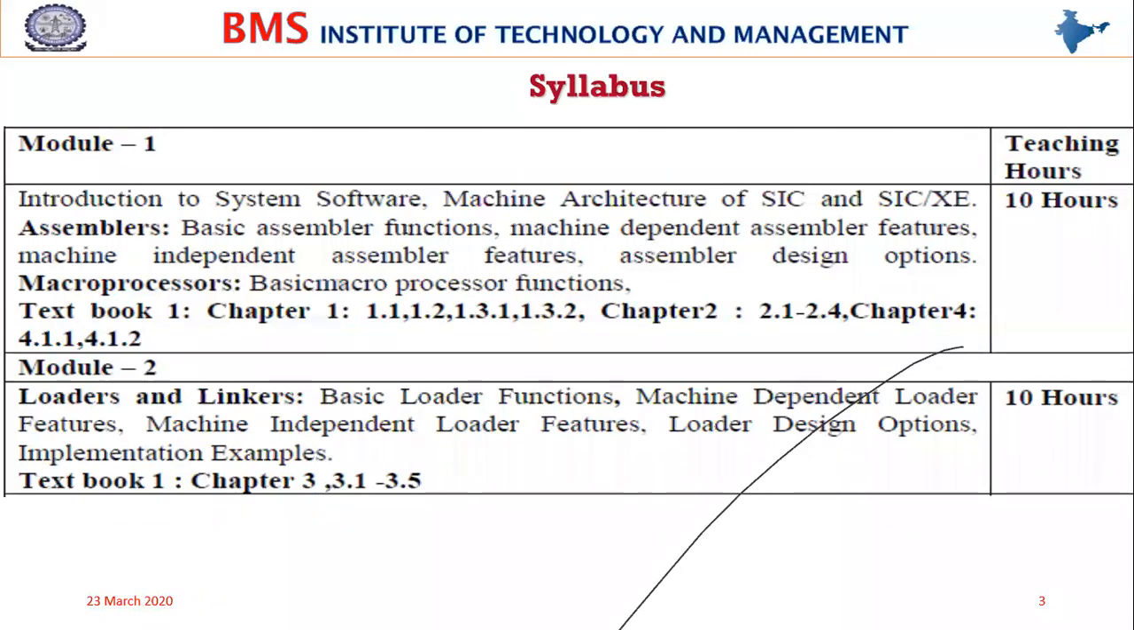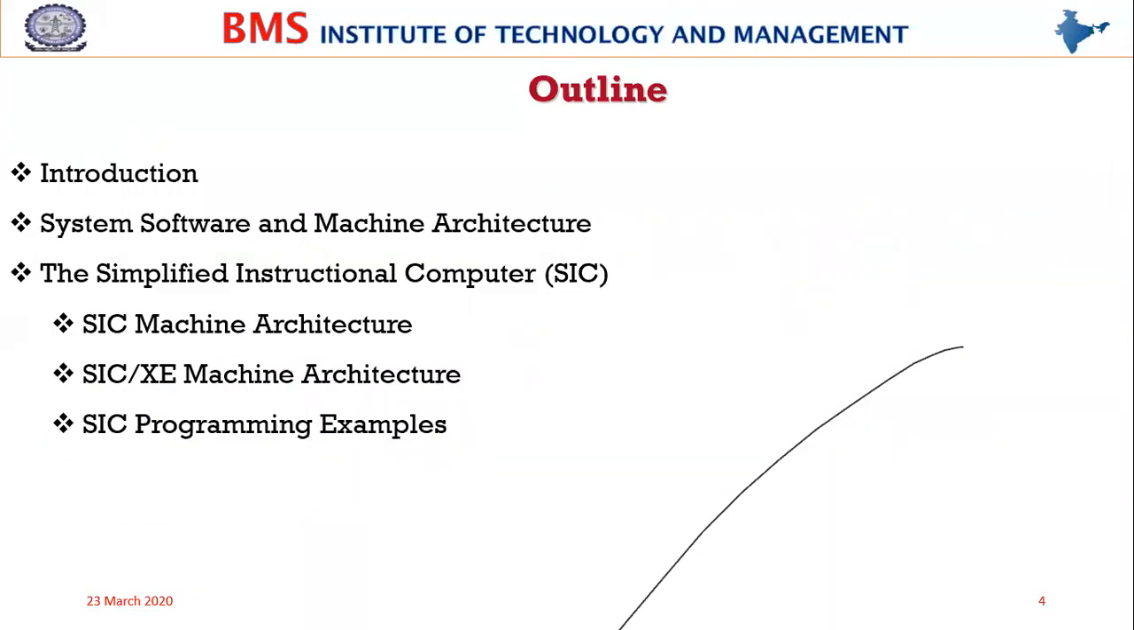Okay. So what we'll be seeing in today's class is an introduction to system software and how it is related to the machine architecture. Two hypothetical machines we'll be discussing. One is SIC, that is Simplified Instruction Computer. The other one is the SIC XC, right? It is an upward compatible machine wherein we'll be having the SIC features as well as the SIC XC features, which are a bit more advanced features.